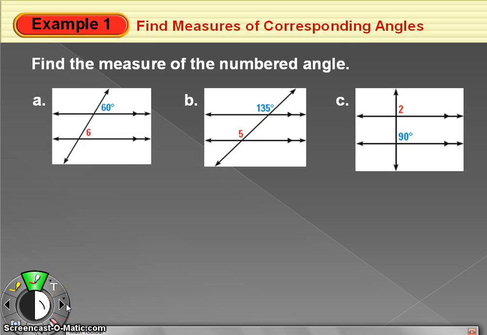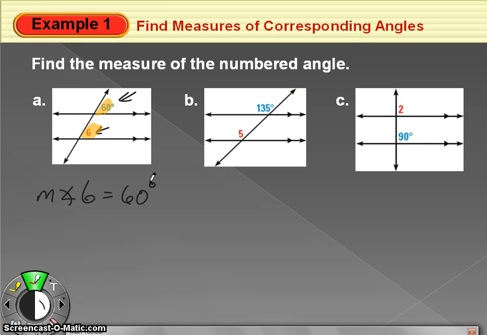So here's an example. We're not going to do all of these just for time's sake. So A, find the measure of angle 6 right here. Well, if you look at it, it's always a good idea to highlight what you're dealing with. So I'm dealing with this angle right here in the upper right corner and this angle right here in the upper right corner. So the measure up in the top said 60 degrees. So the measure of angle 6 equals 60 degrees.